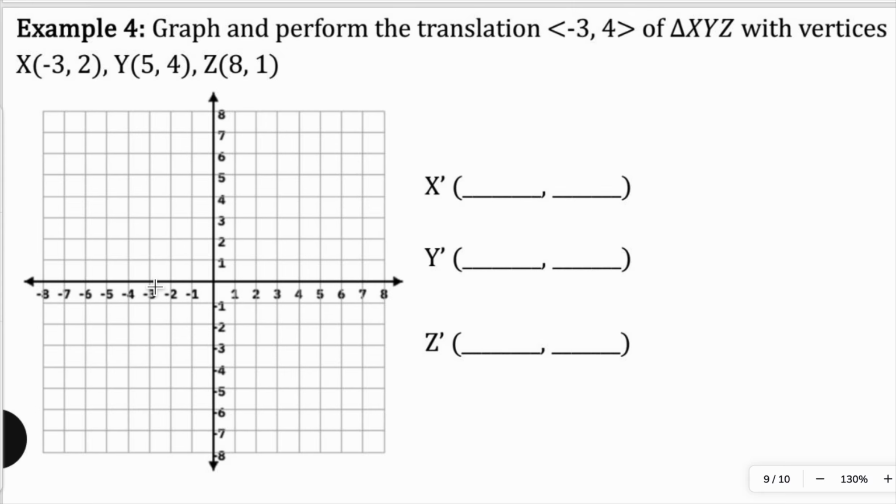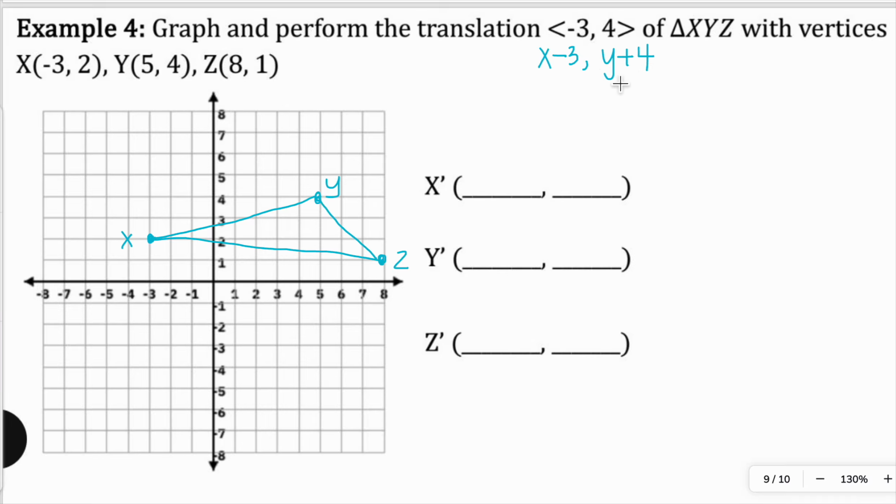All right, so the first thing we want to do is graph our points that are currently X, Y, Z. So X is (-3, 2), Y is (5, 4), and Z is (8, 1). So go ahead and label all those. And then, as best you can, make the straight lines to make your triangle, okay? Now, this translation vector says (-3, 4), so that's when I'm going to take my x value and subtract 3, and my y value and add 4.